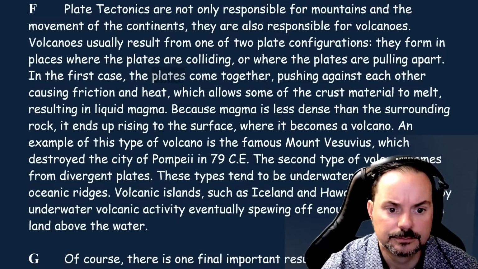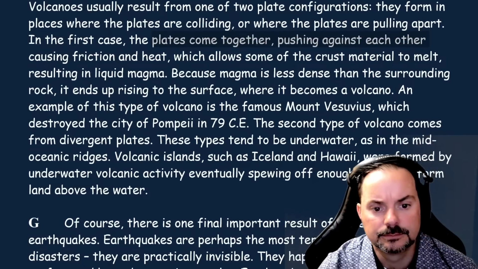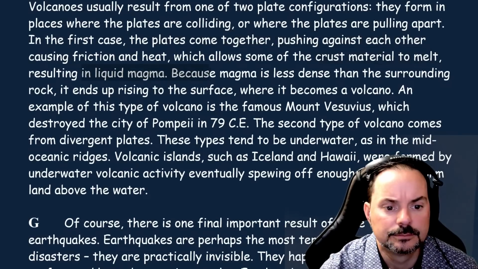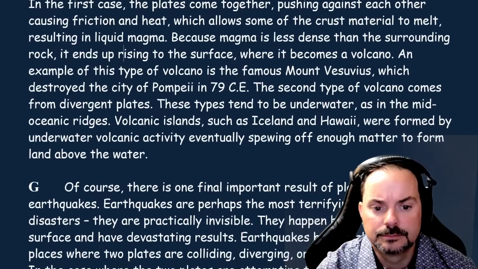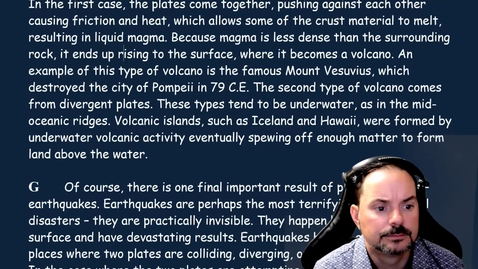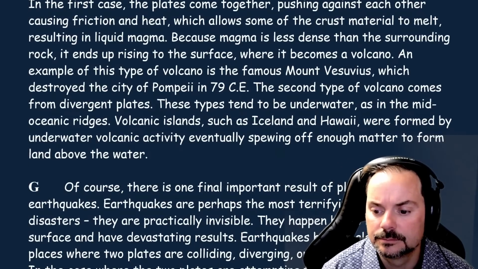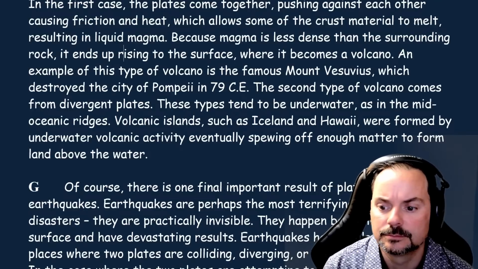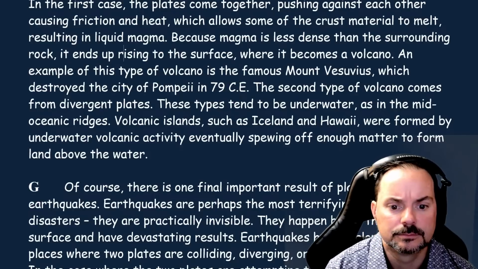In the first case, the plates come together pushing against each other, causing friction and heat, which allows some of the crust material to melt, resulting in liquid magma. Because magma is less dense than the surrounding rock, it ends up rising to the surface, where it becomes a volcano. An example of this type of volcano is the famous Mount Vesuvius, which destroyed the city of Pompeii in 79 CE. The second type of volcano comes from divergent plates.